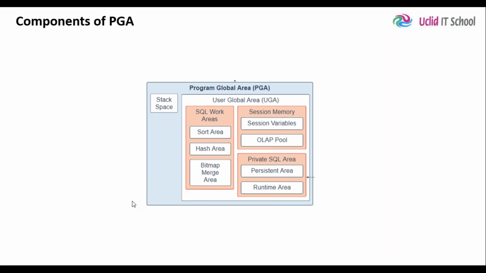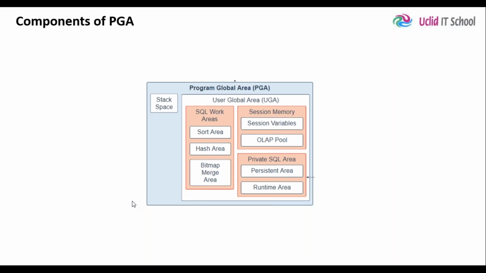Then session memory, as the name indicates, stores session information, like bind variable values, which is used by the server process. Then the private SQL area is used to maintain the query state information, like how many rows are fetched, how many rows are pending, all that information. So that way, like SGA, PGA also has components, and these components are used as and when required.